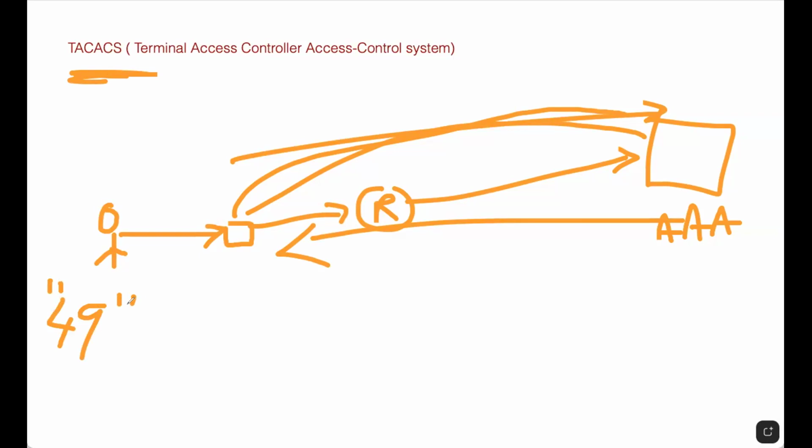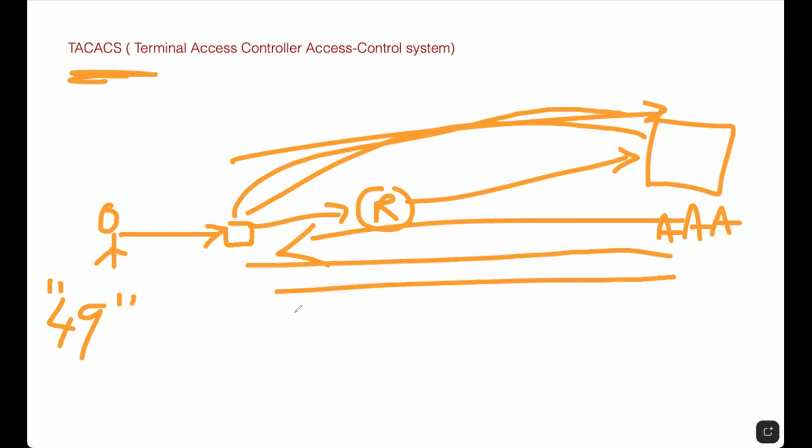and it's end-to-end encrypted. Whatever the user enters will be end-to-end encrypted to the authentication server, and the password is also encrypted. So whatever the user types in his username and password, no one can read it. It is all encrypted. That is sent over the tunnel between the router and the AAA server. Whereas the Radius, on the other hand, is not Cisco proprietary.